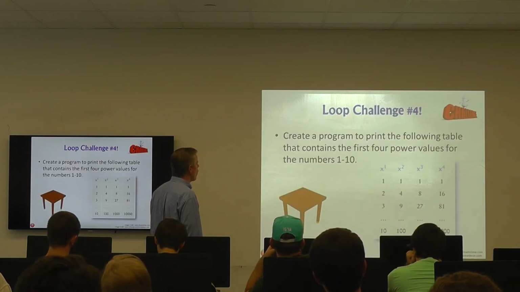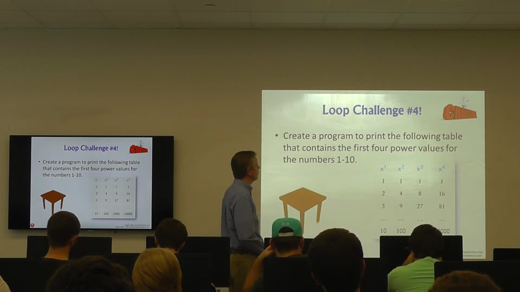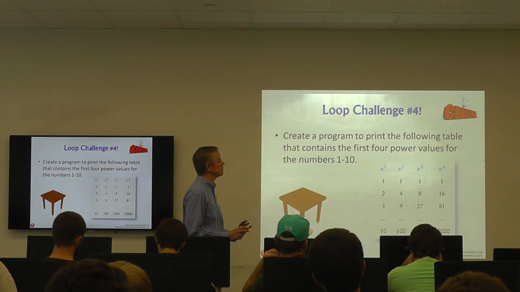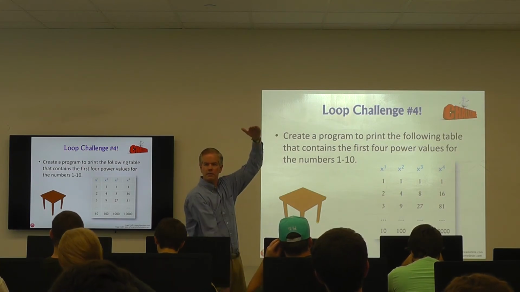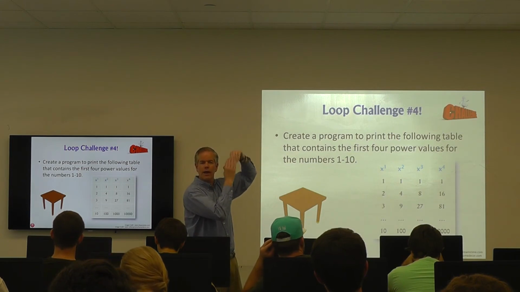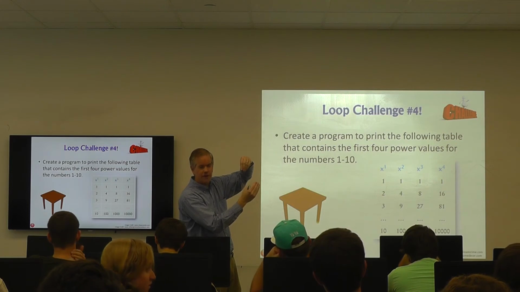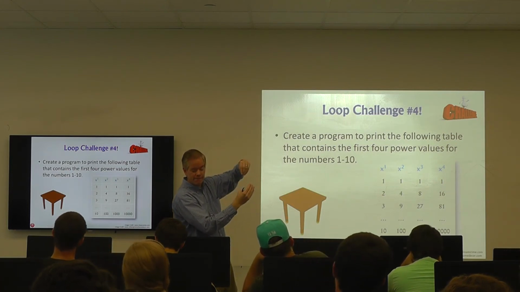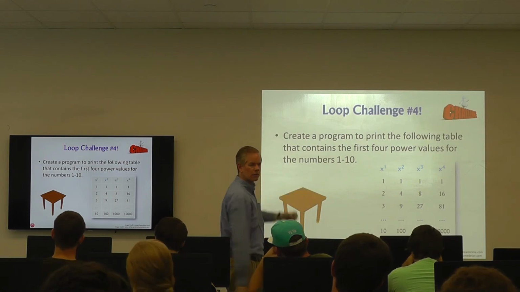Loop challenge number 4. All right, I want you to create a program that's going to print out the following table. Tables consist of the first 4 power values for the numbers 1 through 10. So 1 through 10, going up and down, and I want you to print out 1 to the 1 power, which would be what? 1. 2 to the 1 power, which would be 2. Then squared, cubed, and whatever you call it when it goes to the 4th power.